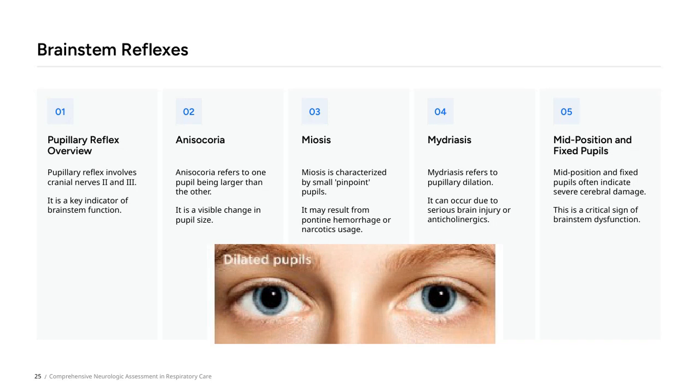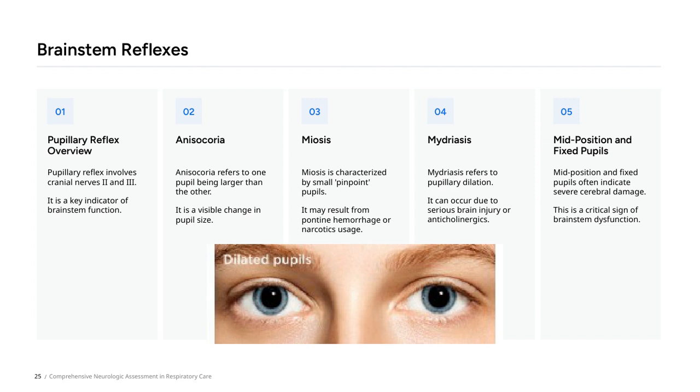Let's talk about mid-position and fixed pupils. When you see pupils that are fixed in the mid-position, it often indicates severe cerebral damage. This is a very critical sign because it points to brainstem dysfunction, meaning the brainstem might not be functioning properly. Now, moving on to mydriasis, which is when the pupils are dilated or enlarged. This can happen due to serious brain injury, but it can also be caused by certain medications like anticholinergics. It's important to recognize this because it can tell us a lot about what's happening in the brain.